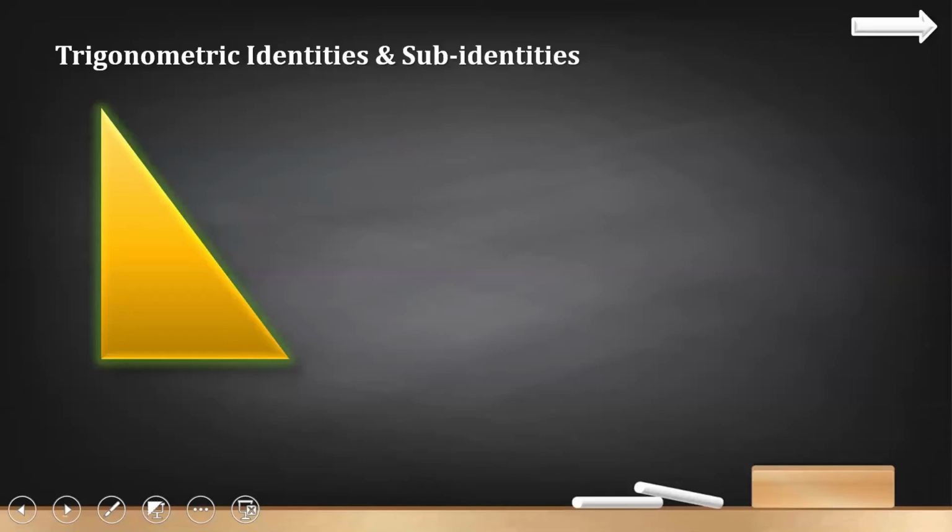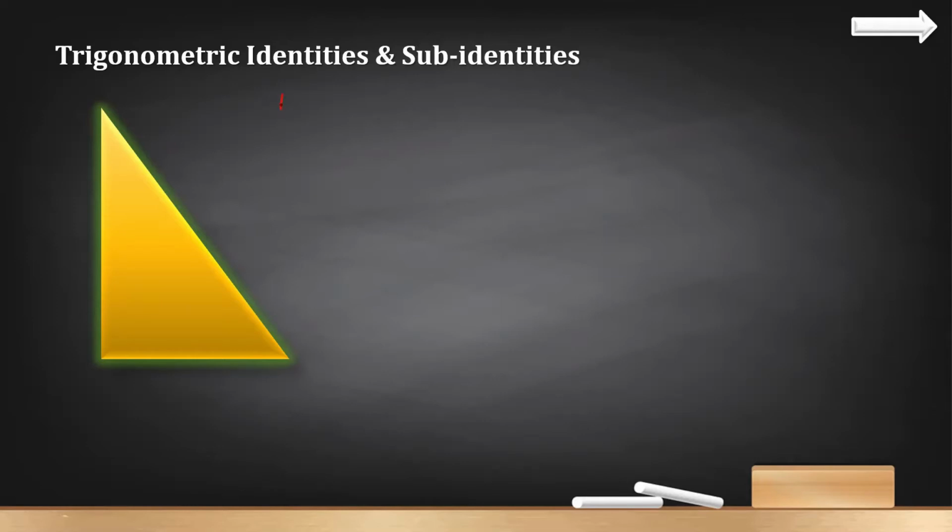In all, we have three main identities, and out of those three identities, we have six sub-identities. Now, we'll not go into the proving of the identities because it never comes. You just need to learn and know these identities and where we should apply them.